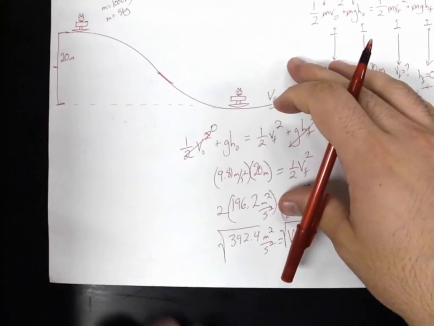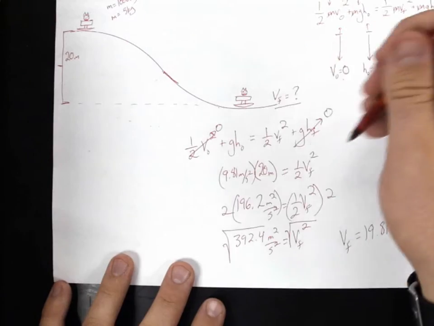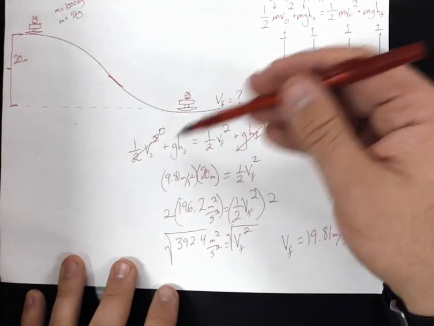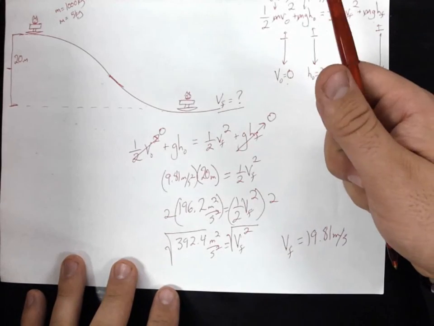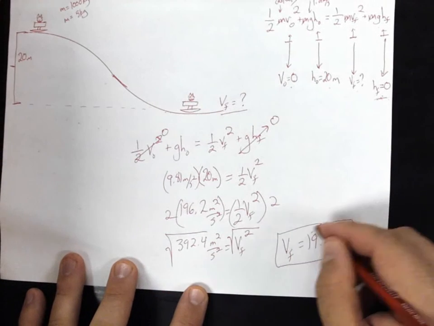Okay, so once again, for going down a hill, all you need to do is look for those 4 pieces, plug them into the equation, look for what you don't have, and you will find your answer.